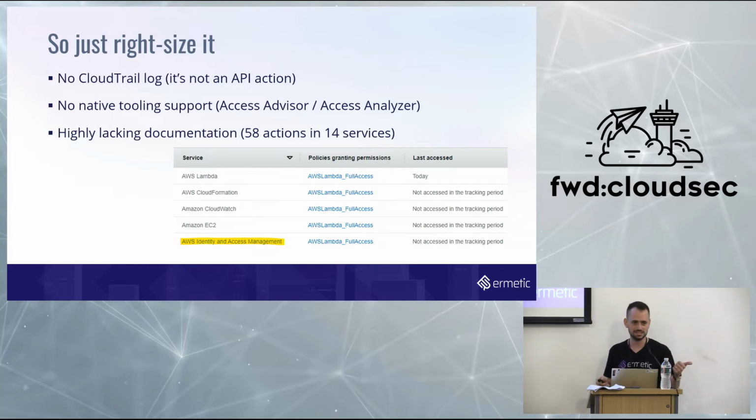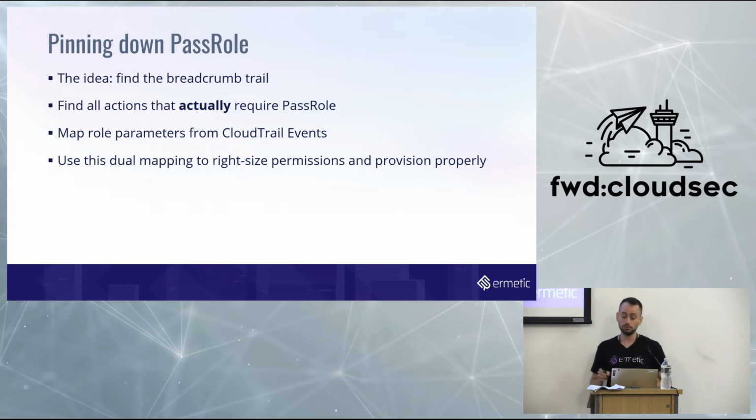Like EC2 RunInstances isn't documented as PassRole, Lambda CreateFunction isn't documented as PassRole, so the documentation has very, very limited usability, if any. So we want to pin down PassRole in order to be able to find the breadcrumb trail, identify according to the different actions whether PassRole was used and what role exactly was passed, and then be able to right-size it.